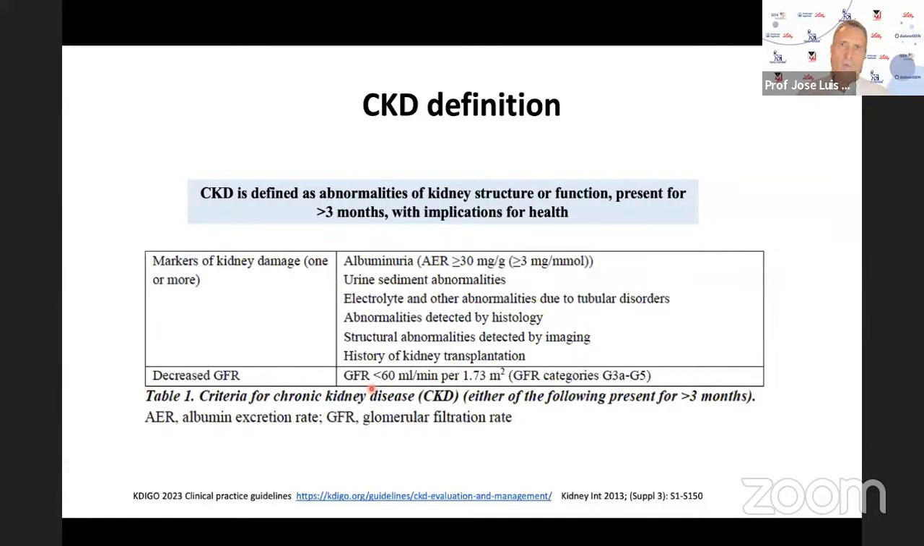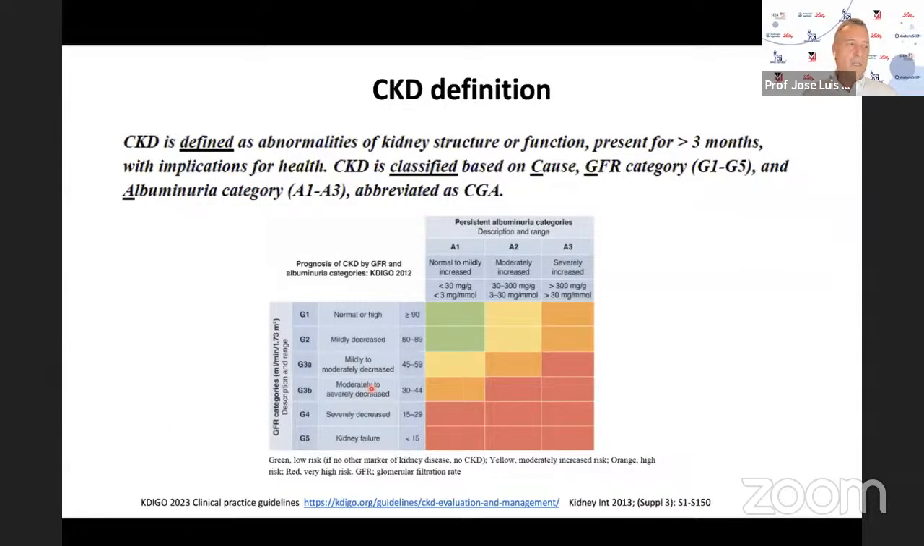Patients with preserved GFR may have a high cardiovascular or renal risk in the presence of albuminuria or proteinuria. This is important to convey to other specialties, especially GPs, because the GPs are the face of medicine, and all of them have to help us to keep the patient, to prevent chronic kidney disease. Chronic kidney disease is defined as abnormality of structure or function for 3 months, and now in the latest KDIGO guidelines, CKD is classified based on 3 points: cause, GFR category, and albuminuria category, with the abbreviation CGA.